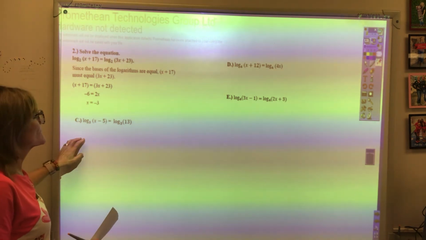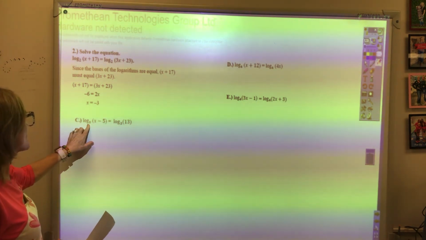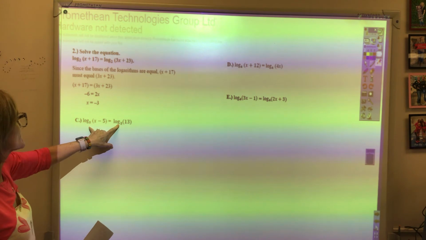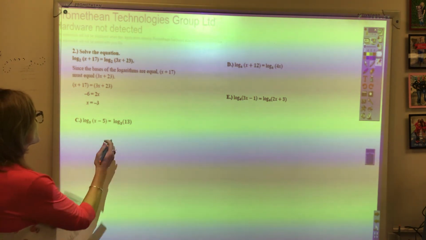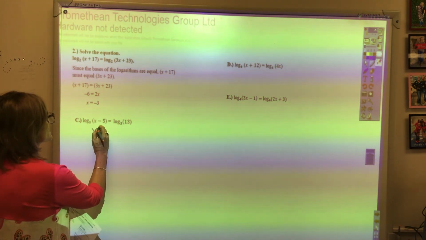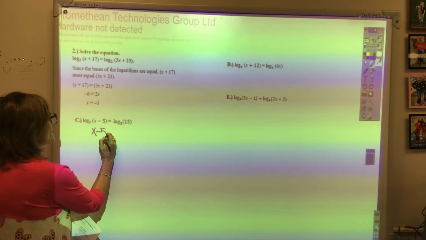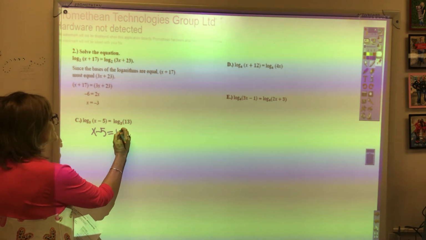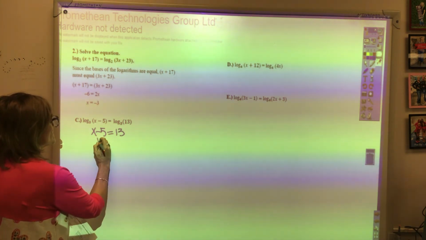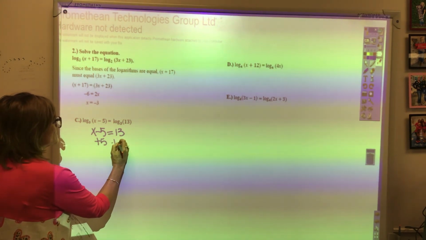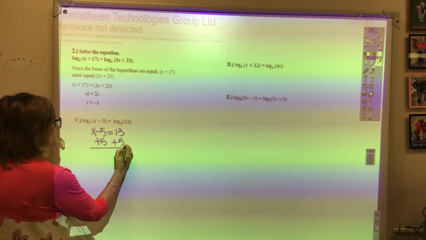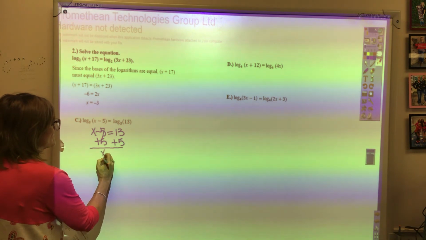On ours, example C, see how we have log base 3 on both sides? So just set this equal to x minus 5 is 13. Add 5 to both sides. And x will equal 18.